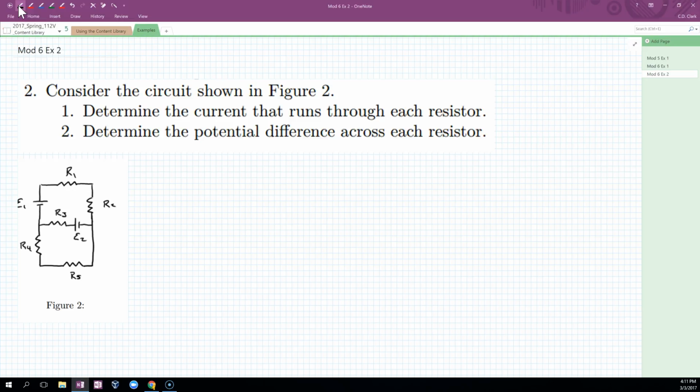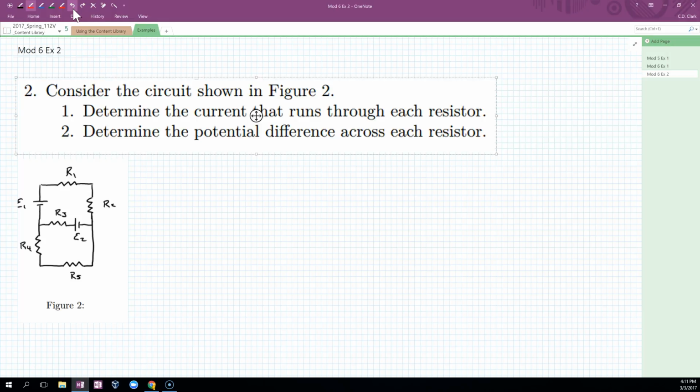So it turns out that I can't combine these resistors into a single effective resistance because they're not all connected in series or parallel. Now, clearly these two are connected in series, so I could combine those, and these two are connected in series, so I could combine those, but those are not connected in parallel or series with R3 because I have this EMF here. So what I'm going to have to do is apply Kirchhoff's rules. So I'm going to apply Kirchhoff's rules to this circuit.